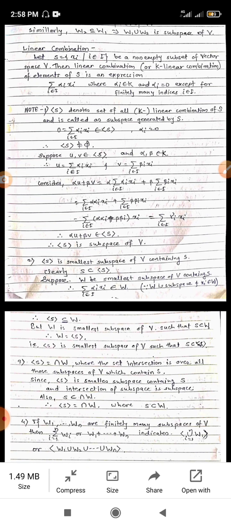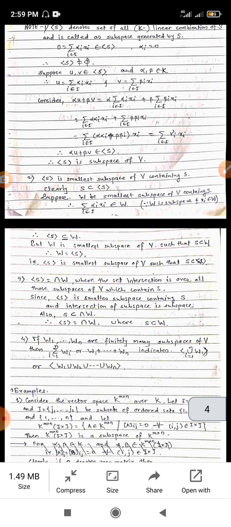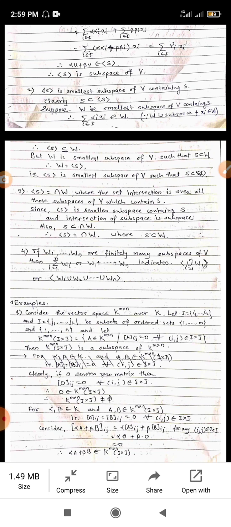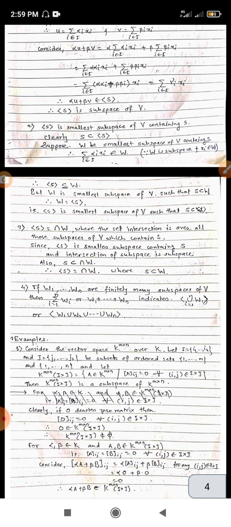And we saw the particular condition that the generator of S, which is the set of all linear combinations of S, is the smallest subspace of V containing S, and it can also be written as an intersection of subspaces. Also, if W1, W2, Wn are finitely many subspaces, then their summation is generated by their union and forms a subspace. And the last example: the set of all m by n matrices over the cross product of I and J forms a subspace. So today we stop here.